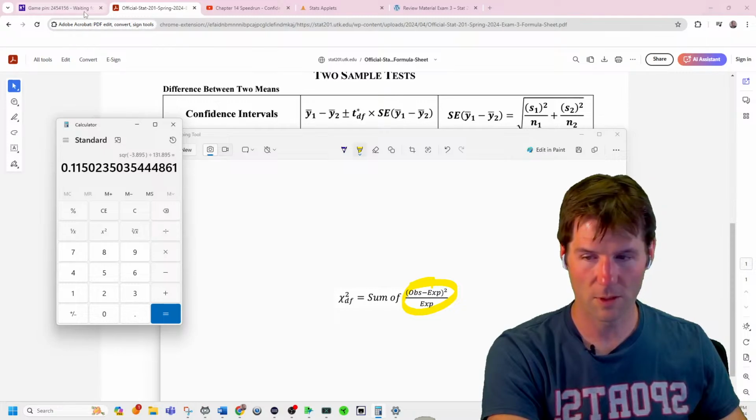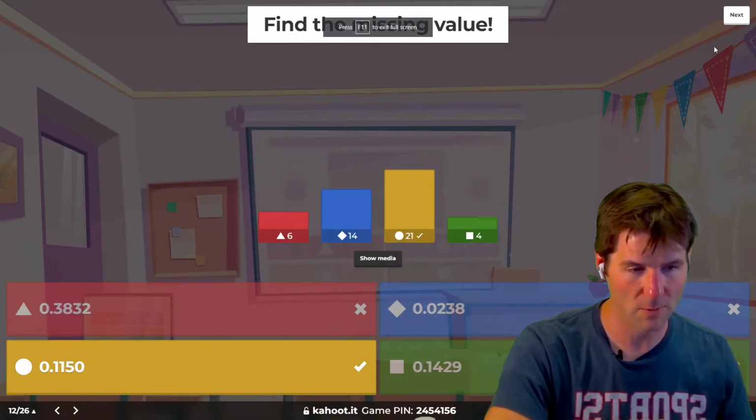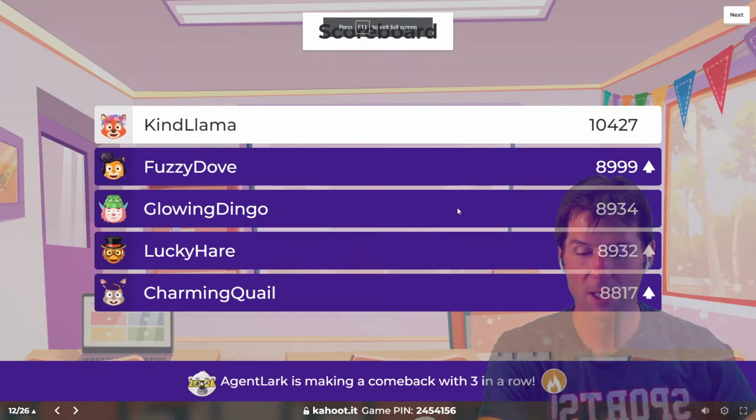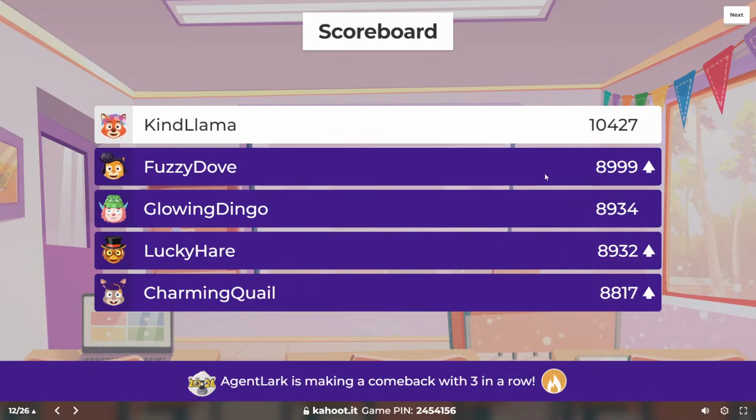Good work, good review. Here we go with the leaderboard. Kind llama, fuzzy dove, glowing dingo, lucky heron, charming quail.